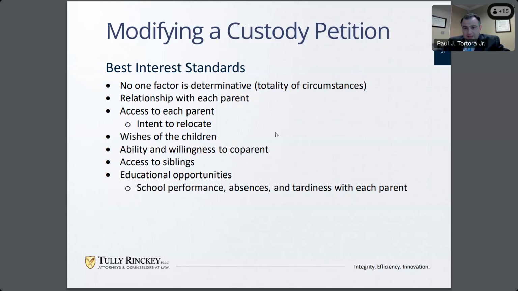Access to siblings: if one party has half siblings, that could play in their favor. If there's a good relationship, the court will want the kids to develop that relationship with the siblings. We'll also look at the support network of either parent, the close relationships with grandparents, cousins, things like that when determining custody, and how often they'll be able to see those people based on the arrangement.